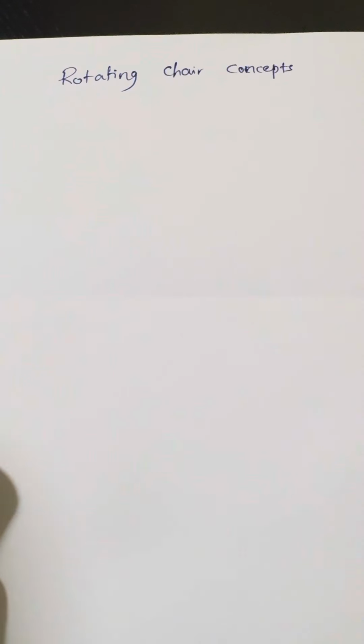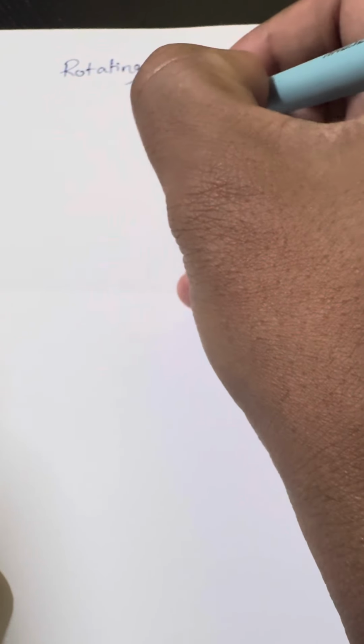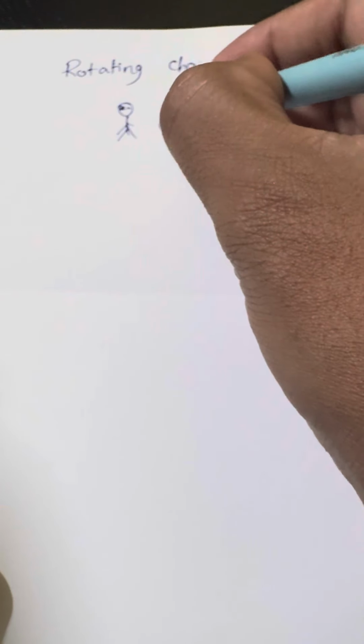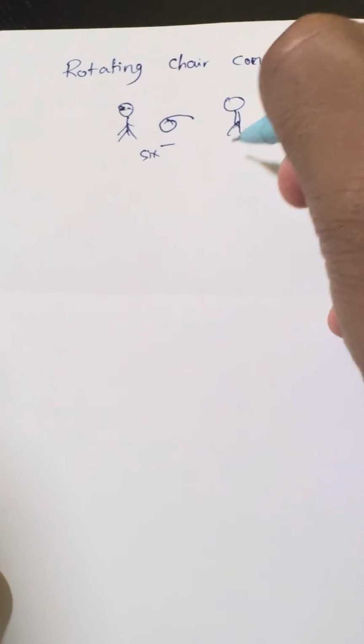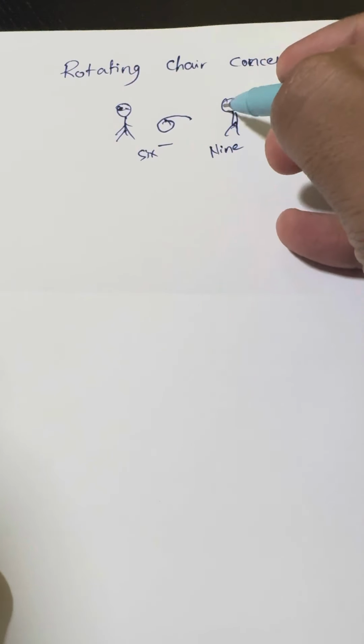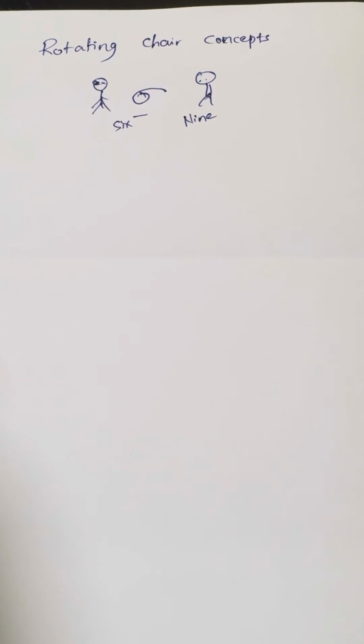So what is this rotating chair concept? When you are seeing from a perspective, the opposite person's perspective also we need to consider. For example, we generally see this as a best example: a person is sitting here and a person is seeing from here. For him it looks like a 6 and for him it looks like 9. This is the best example we generally discuss when we talk about understanding the opposite person's perspective and behaving accordingly.